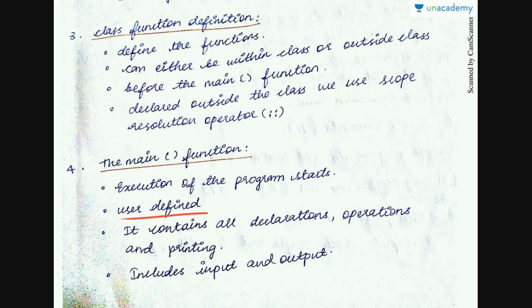Anything which you want to perform will come in the main. It is the place where the task you want to do will be completed, and it consists of all declarations, operations, printing, or any input and output which you need to take from the user. If you want something from the user, you ask it in the main. If you want to display something to the user, any output also will be done in this part only. So declaring the variables, assigning values, performing operations, everything is done in the main. So this is the place where the execution starts.